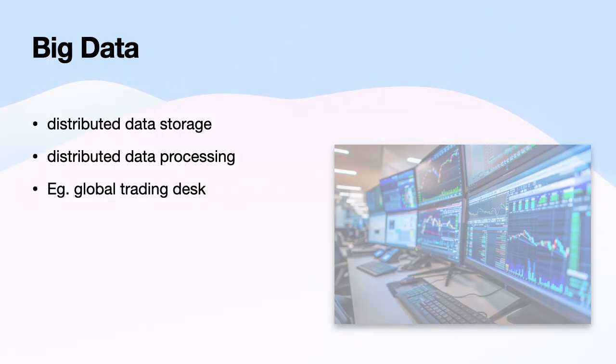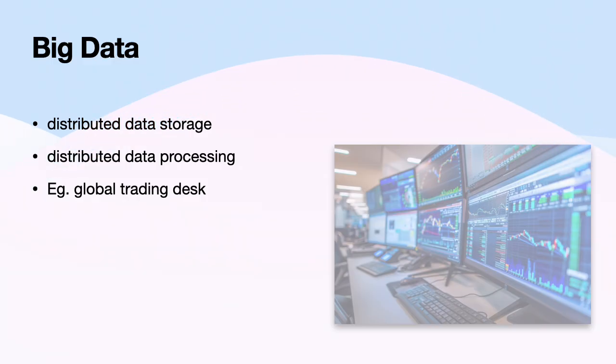Let's give an example. A global trading desk faces data volumes far larger than a single machine can handle. Billions of ticks per second and petabytes of historical price data. To manage this, the desk uses distributed storage and distributed processing. Ingest and storage: market feeds are sharded in Kafka by symbol, so each consumer reads only the partitions it needs.